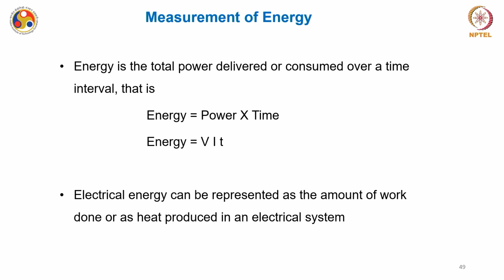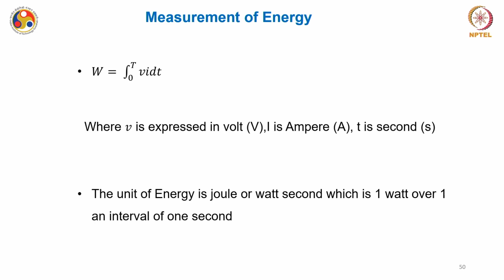Electrical energy can be represented as an amount of work done or as heat produced in an electrical system. So in more generic terms, the work done can be given as V into I integrated over a time period, 0 to T, where V and I are the voltage and current. The unit of energy is joule or watt second, which is 1 watt over an interval of 1 second.